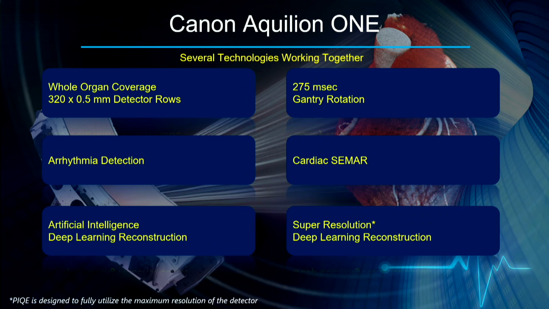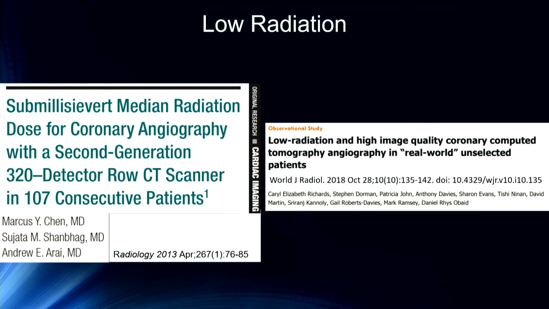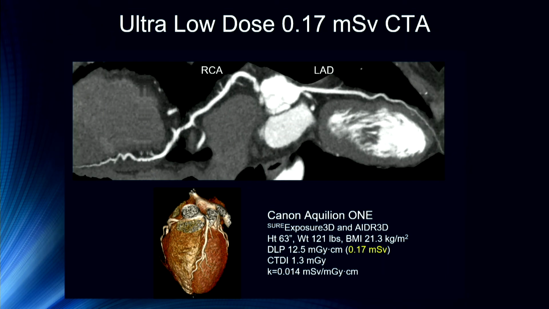So what happens if you put all these technologies I went over together? Well, you can do very low radiation studies. With the original Vision, almost 10 years ago, my group demonstrated we could do sub-millisievert exams consistently. Another group, more recently, has also demonstrated that. Just a quick example, this is a normal-sized patient, 5'3", 121 pounds, BMI 21, an average-sized person. Ultra-low dose, 0.17 millisieverts, completely diagnostic.